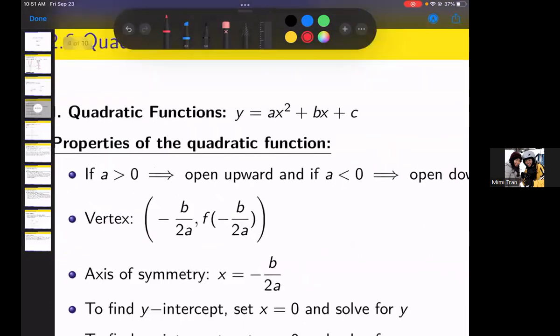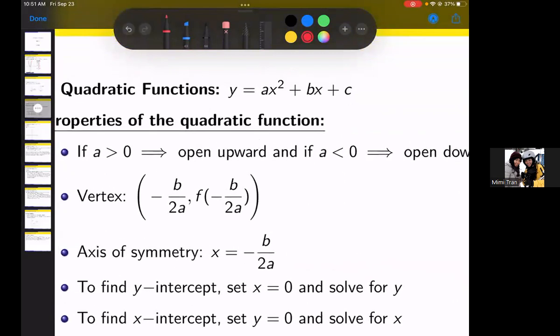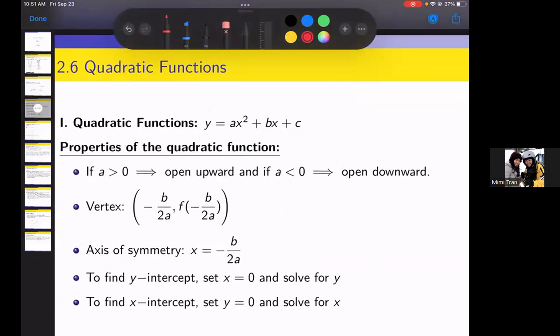Property of quadratic function. The first one you already know. If a is positive, open upward. A is negative, open downward. Now, how do I calculate those minimum and maximum, the vertex or vertices, they call it? So here's a formula. This one right here, that's your x. And this right here, that's your y. X is negative b over 2a. Once you have x, all you do is plug in x into the function. You got y.